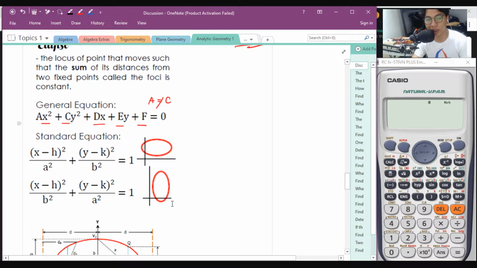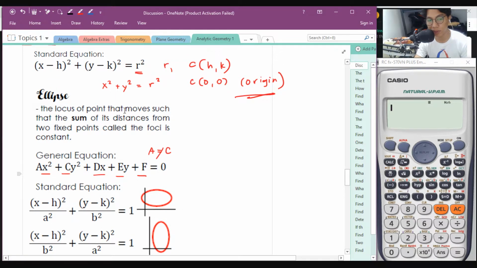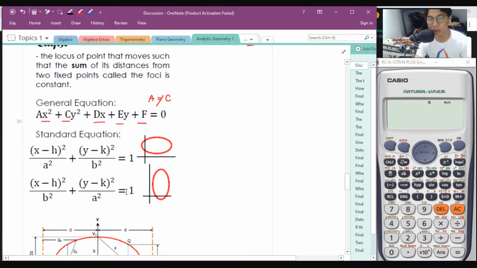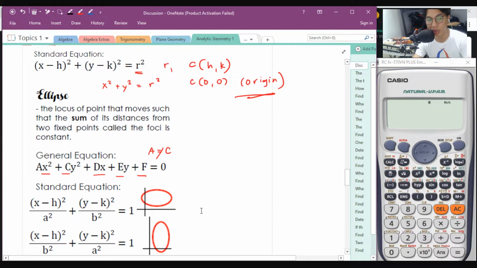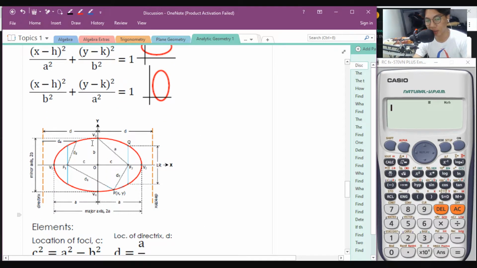Okay. For the standard equation, this is it. Easy to remember. And then just cross-multiply. I will show you that. This is the drawing. What it says here, the locus of the point, means any point inside your ellipse, the sum of its distances from two fixed points called the foci is constant. Focus 1, any point there, the sum is equal to the length of the foci.